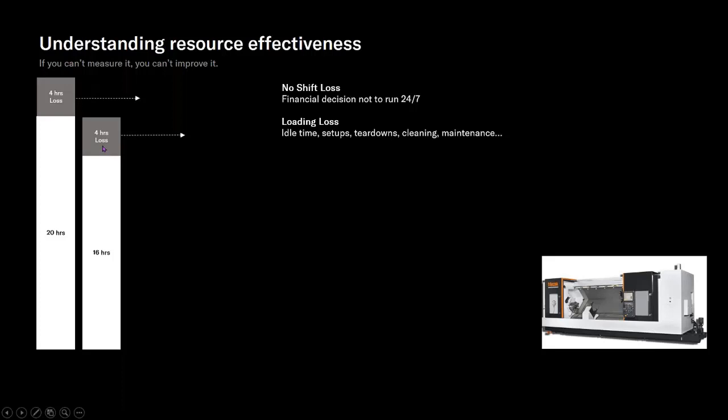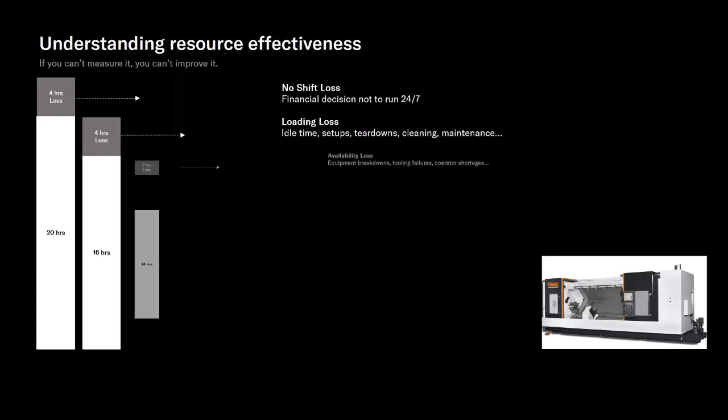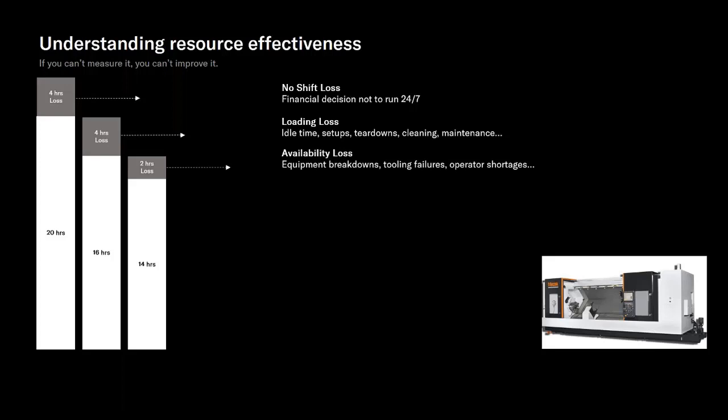And then after you created a plan that has the minimized idle time and maintenance, or even the changeovers, you get hit with a dose of reality. The equipment breaks down, your operator is short of materials or documentation. We classify this type of losses as an availability loss. And again, another 2 hours lost.